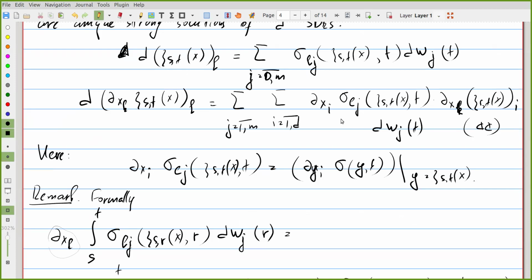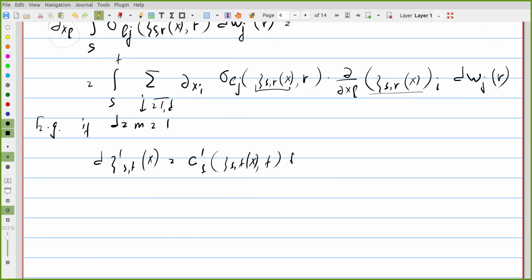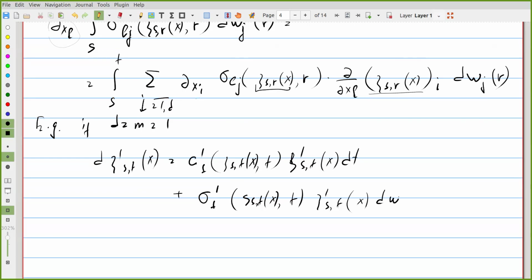You just differentiate it. For example, if we have just a one-dimensional situation, the derivative should be with respect to the first variable, the derivative of ψ_{s,t}(x) dt plus σ prime with respect to the first argument dW.